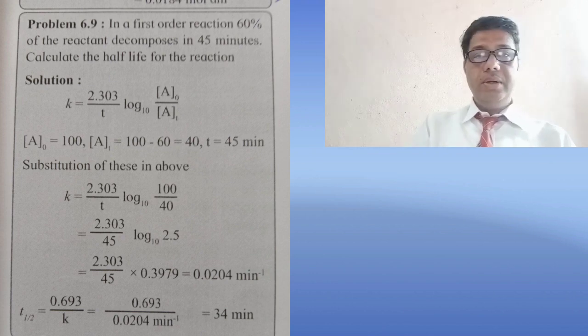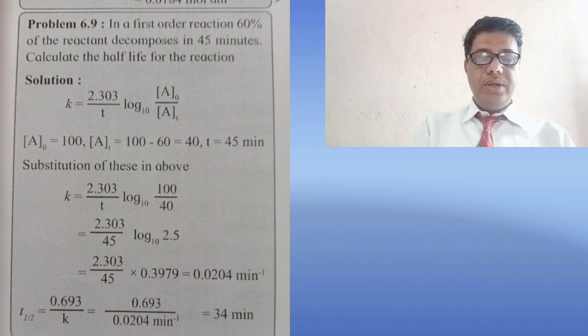So first we have to calculate the value of k. The equation is k is equal to 0.693 upon t half, that is, t half is equal to 0.693 upon k. So we first calculate the value of k by the integrated rate law equation, that is k is equal to 2.303 upon t log to the base 10 of concentration of A at the initial time upon concentration of A at time t, that is A0 upon At.